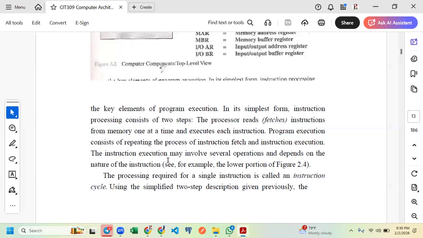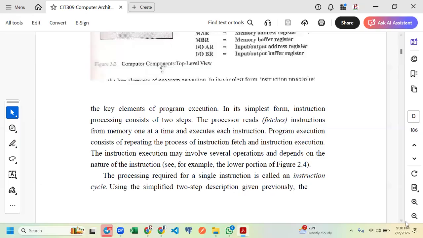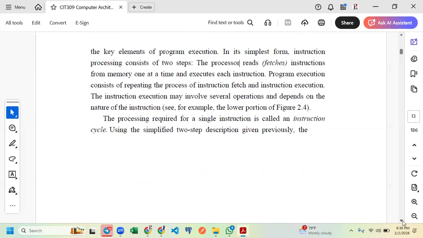Now, the instruction execution may involve several operations and depends on the nature of the instruction. You know that all instructions you give to the computer cannot be the same. We have some instructions that will involve calculation. We have some that are just text. So they say the process involved in instruction execution is going to depend on the nature of your instruction. So let's see the example they want to give us.